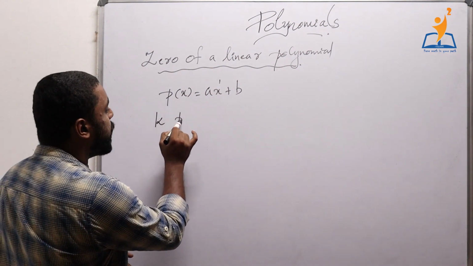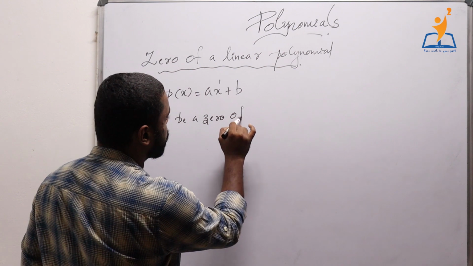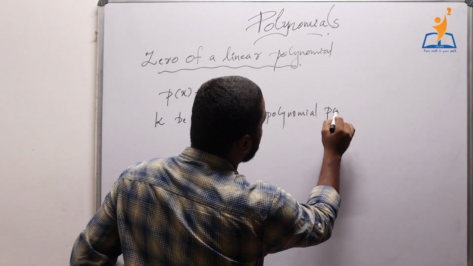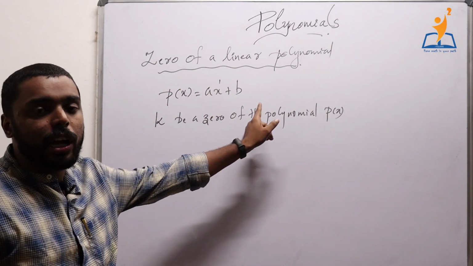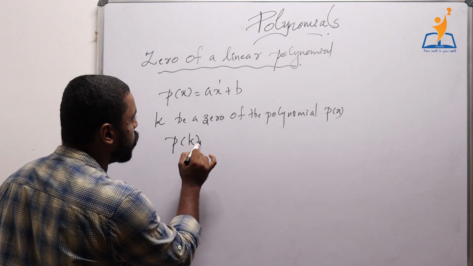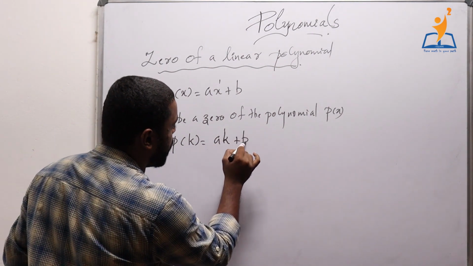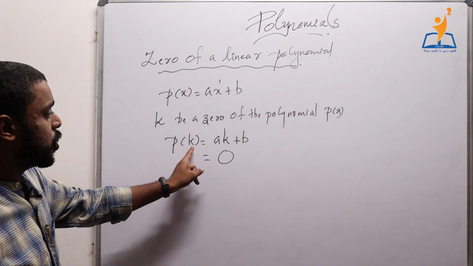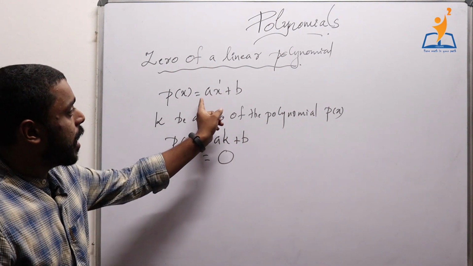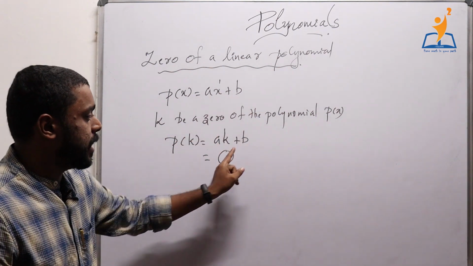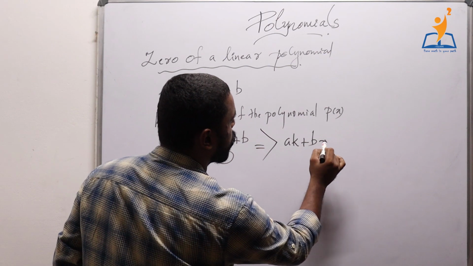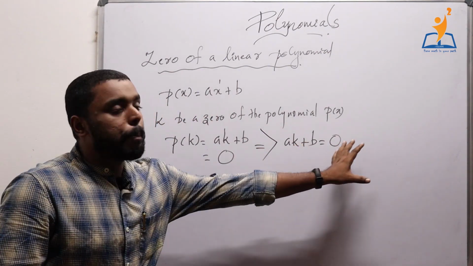Let k be a 0 of the polynomial. That is, when we substitute k into p of x, we get the value of the polynomial as 0. Isn't it? So we have p of k equal to ak plus b, which must be equal to 0. When we substitute k instead of x, we must get 0. That means ax plus b changes to ak plus b, so ak plus b must be equal to 0.